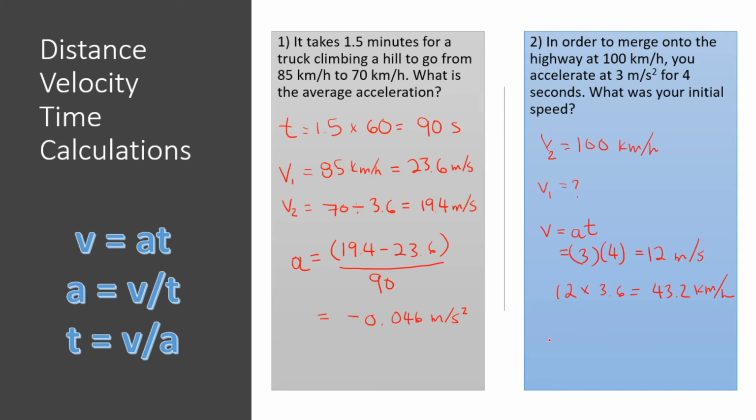So if I started at v1 and I added, let's do the long way, an acceleration, and I changed my velocity by that much kilometers per hour, and then I got to 100 kilometers per hour. So what was my initial speed? 100 minus 43.2, which is 56.8 kilometers per hour. So you hit that on-ramp at 56.8 kilometers an hour, you accelerated pretty aggressively for 4 seconds, and you ended up hitting 100 kilometers per hour.